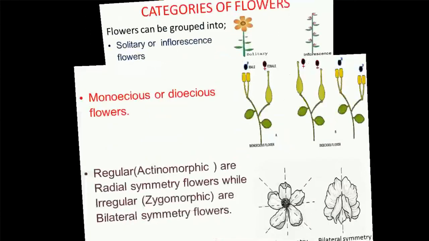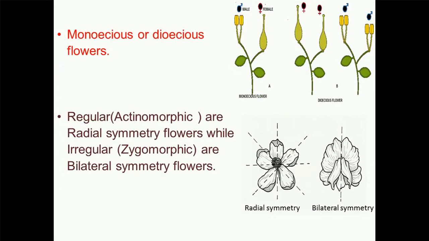Another category we'll be looking at is monoecious and dioecious flowers. Now monoecious flower, if you have a plant with the two reproductive organs on it, such is a monoecious plant, and the flowers are called monoecious flowers. If you look at the image, we have a single plant, and on that plant we have the male part of the flower and also the female part of the flower.